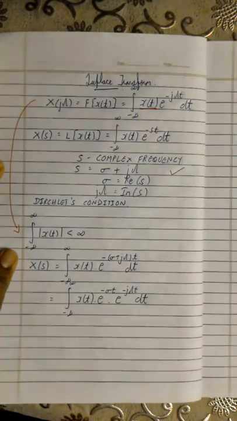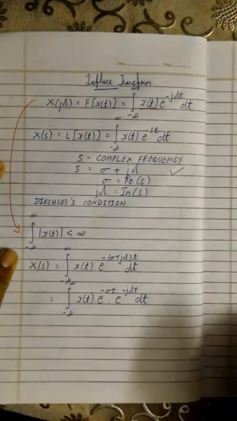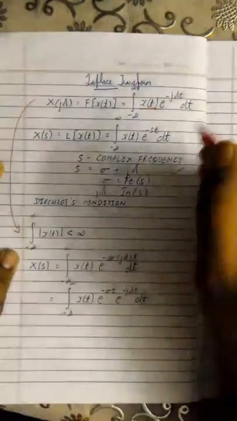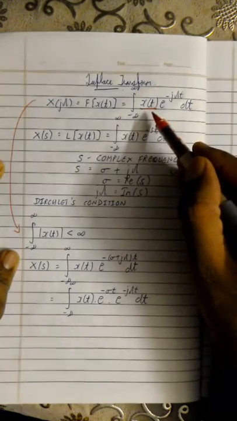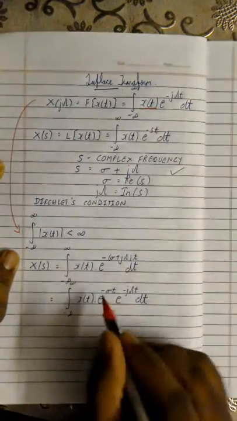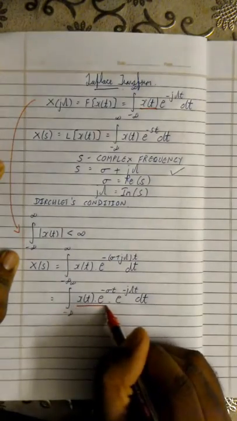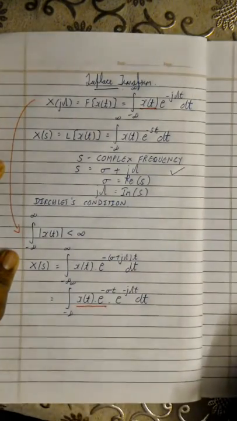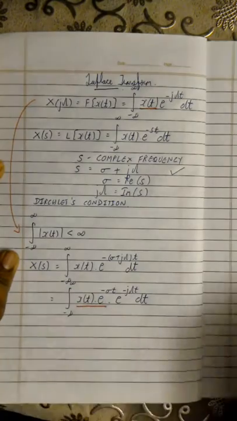Okay, so this is the main difference between Fourier transform and Laplace transform. Here you can see that x of t is multiplied with e raised to minus j omega t, whereas here this term is multiplied with e raised to minus sigma t, that is x of t into e raised to minus sigma t.